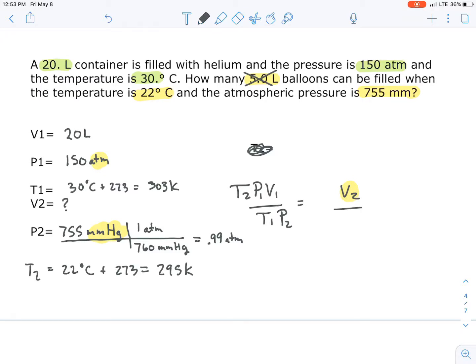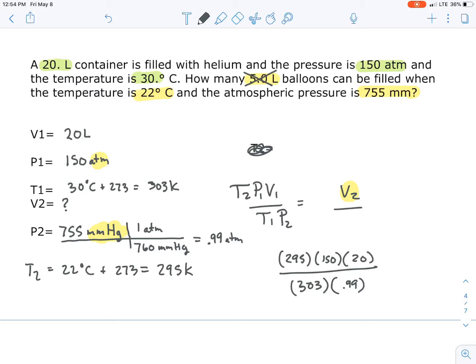So T2 was 295. P1 was 150, big pressure. V1 was 20. Divided by the temperature, T1 was 303. And then finally divided by P2, which was our 0.99. And there we go. Again, multiply the tops, divide the bottoms.